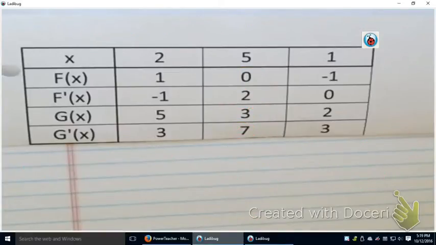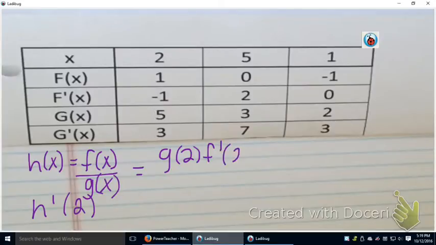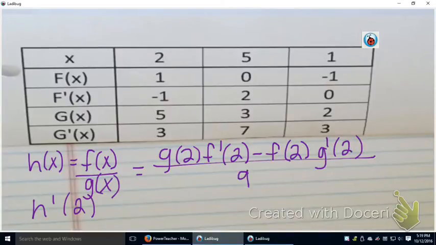Alright, let's say that we want to find f of x divided by g of x, and we want to find h prime of 2. Alright, f of x divided by g of x, that's the quotient rule. So bottom, we'll go ahead and plug in the 2, times the derivative of the top, minus the top, times the derivative of the bottom, over the bottom squared.